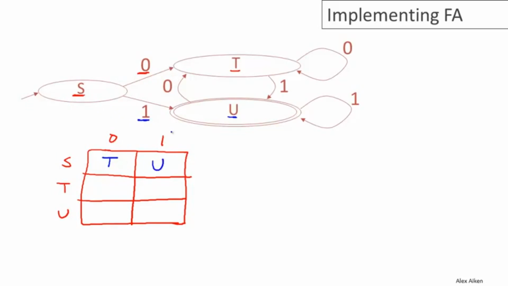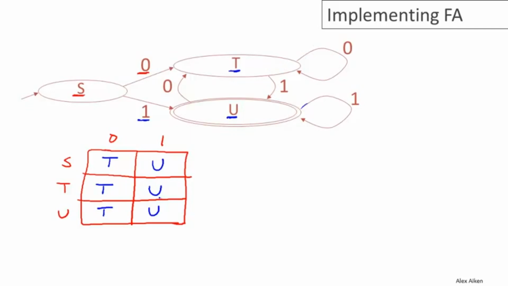Okay, and then similarly for the other rows of the table, let's do the T row next. On 1 we go to U, and on 0 we stay in T. So this row is also T U. And finally for U, what happens? Well, on 0 we go to T. And on 1, we stay in U. So this row is also T U. And there's our table. That describes the transition relation of the automaton.